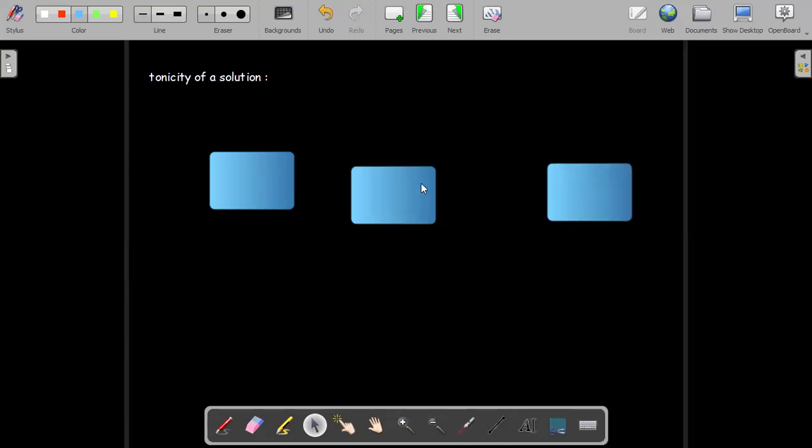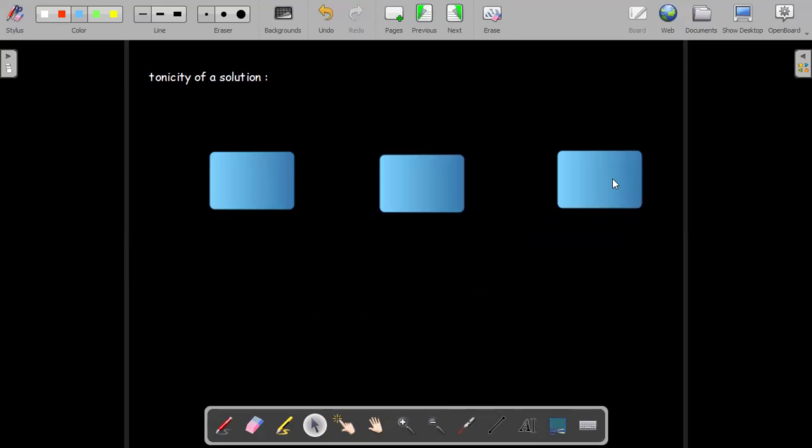So here we take three beakers, and in all three beakers we add a cell. In each of them I am adding a cell, and let us name them. Let's say the first beaker is beaker A, this is beaker B, and this is beaker C.